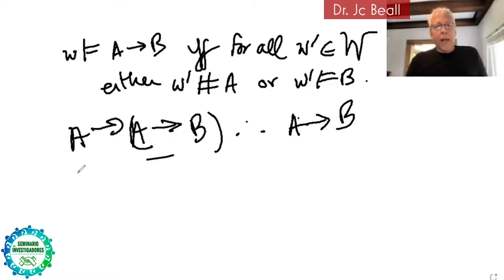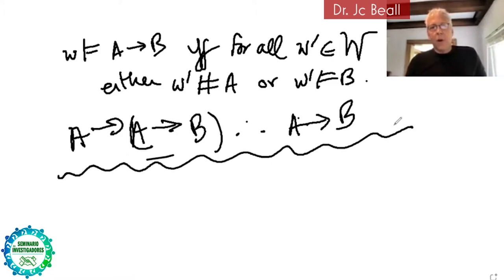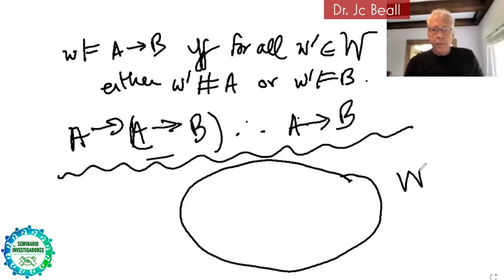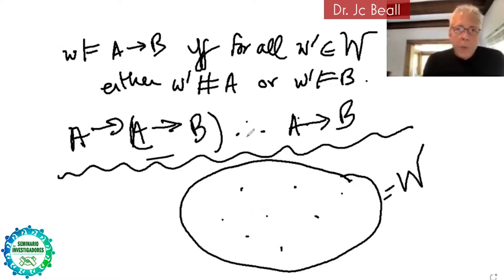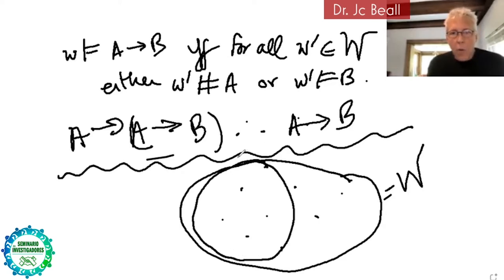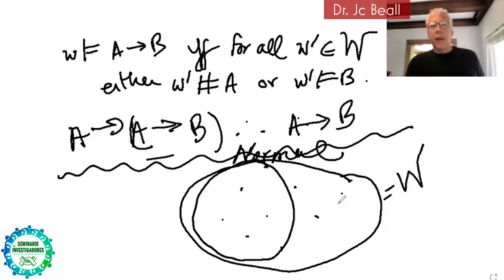So now we finally get to the target solution. Since this won't do the trick, what will? Well, here's the trick. We go back to our big space of worlds. That's big W. Got some worlds in here. But we make a distinction within the whole big space of worlds. We're going to recognize what are called the normal worlds. Normal. And everything else in there is what you'll just call non-normal. Okay? Now, what does this distinction do?